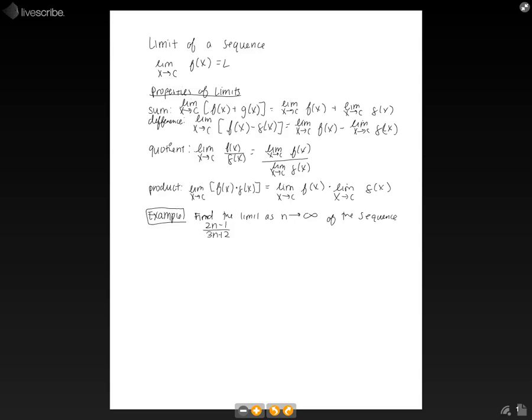In this video, we're going to talk about how to find the limit of a sequence. So here's the general formula for a limit. It says the limit as x approaches c of f(x) is equal to L.